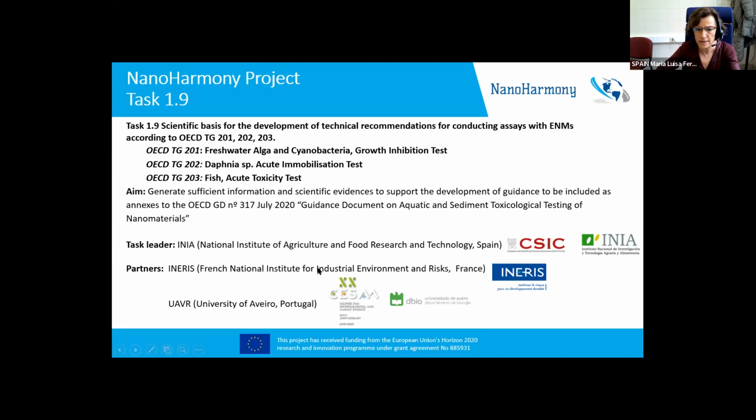The French group is INERIS, the French National Institute for Industrial Environment and Risk, and it is responsible for the development of test guideline 201, freshwater algae and cyanobacteria growth inhibition test. And we invited the University of Aveiro in Portugal to participate in this task, to be responsible for the development of the guidance for 202, the Daphnia acute immobilization test.